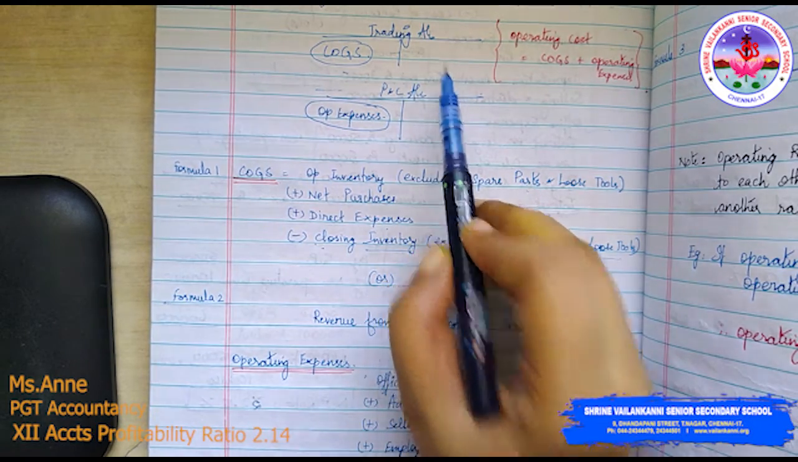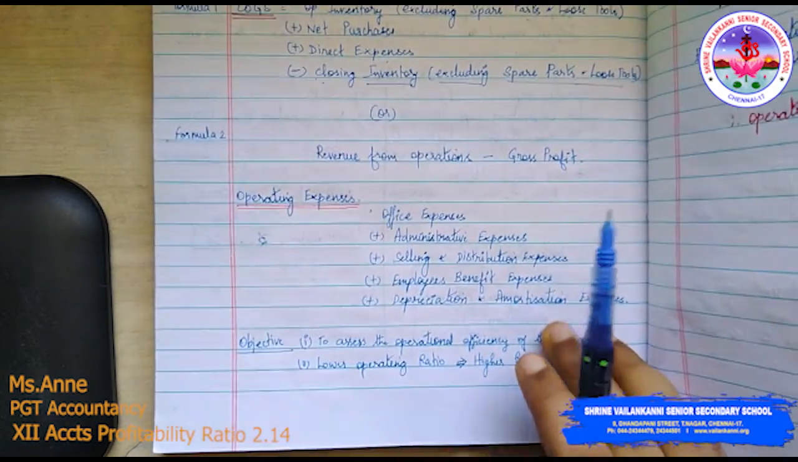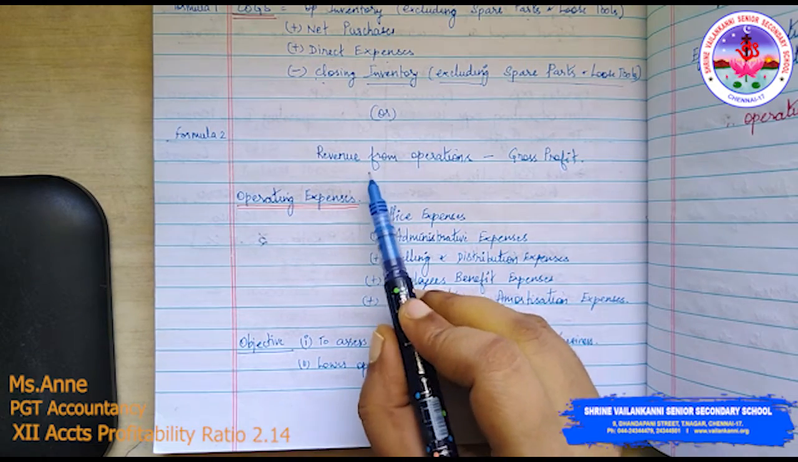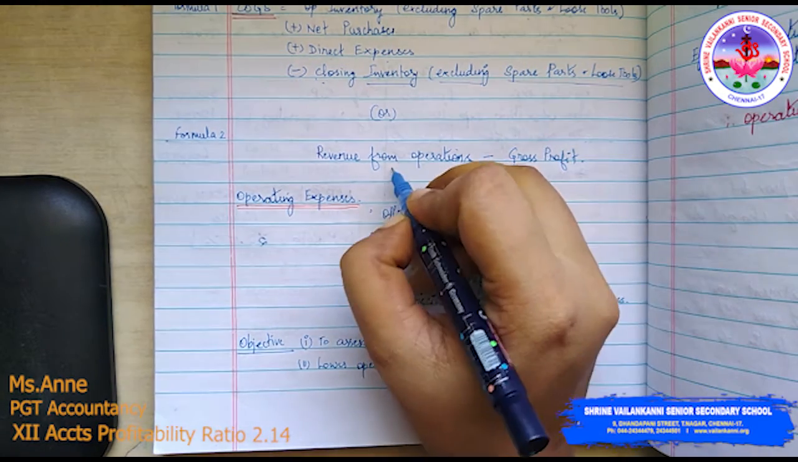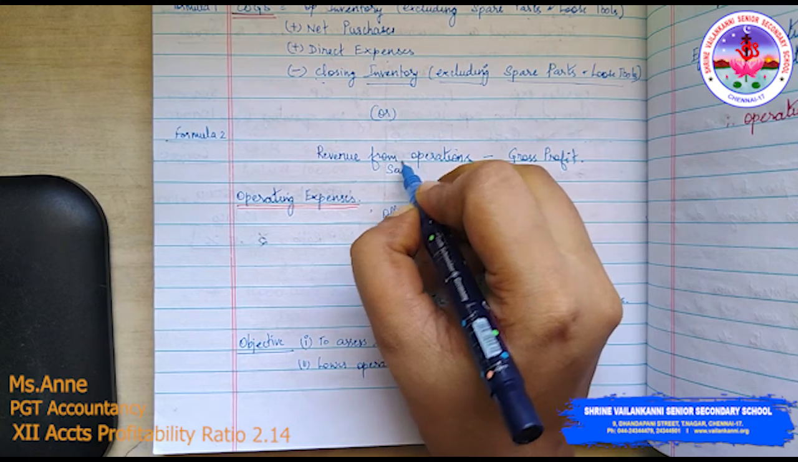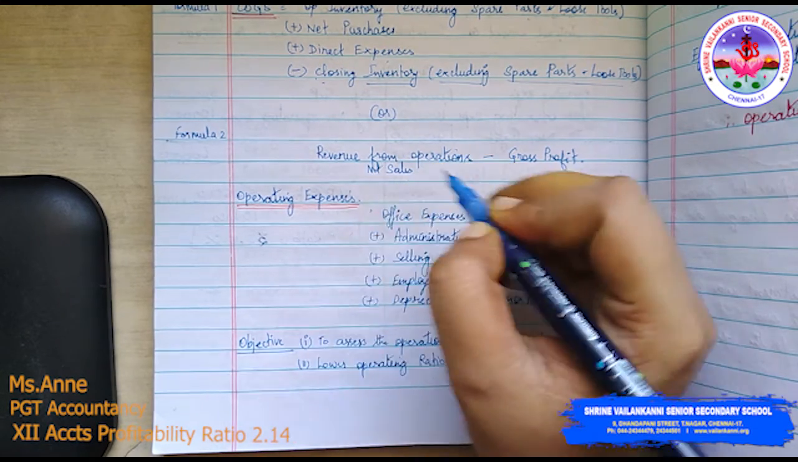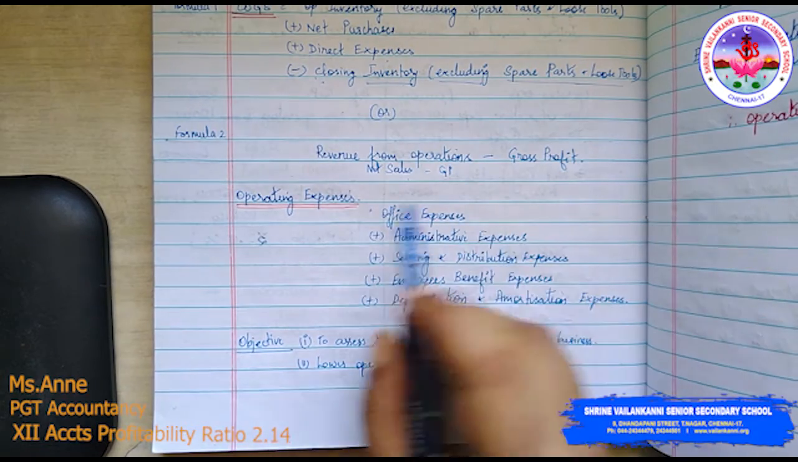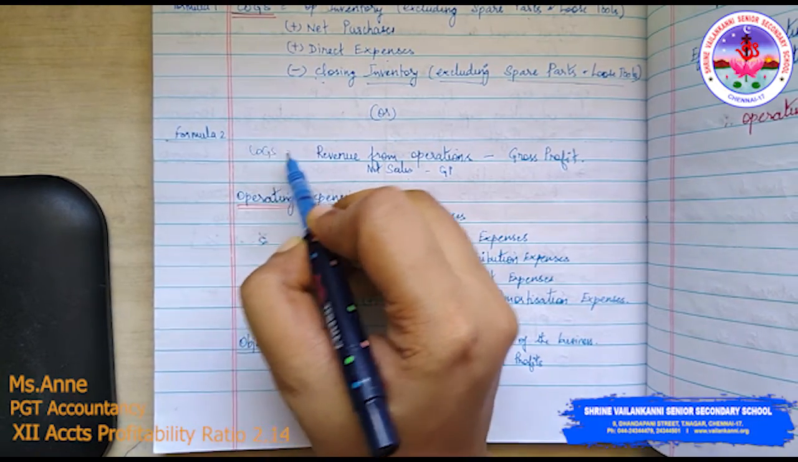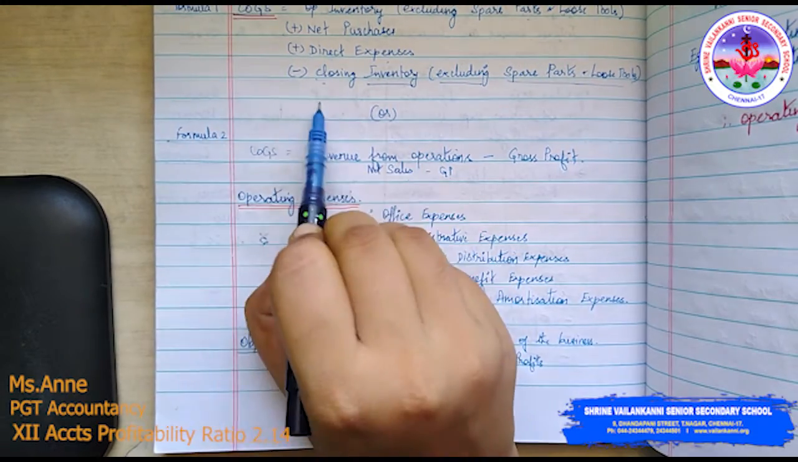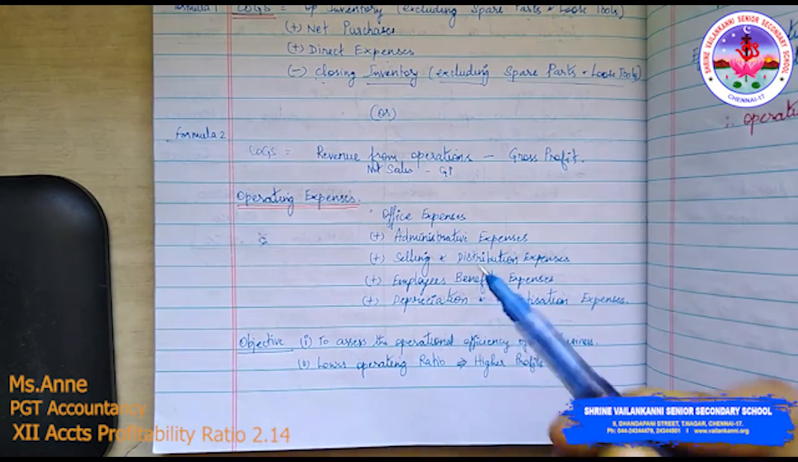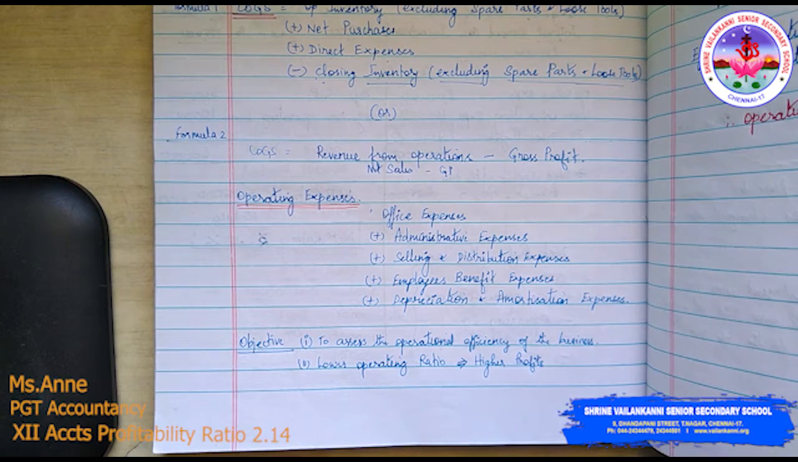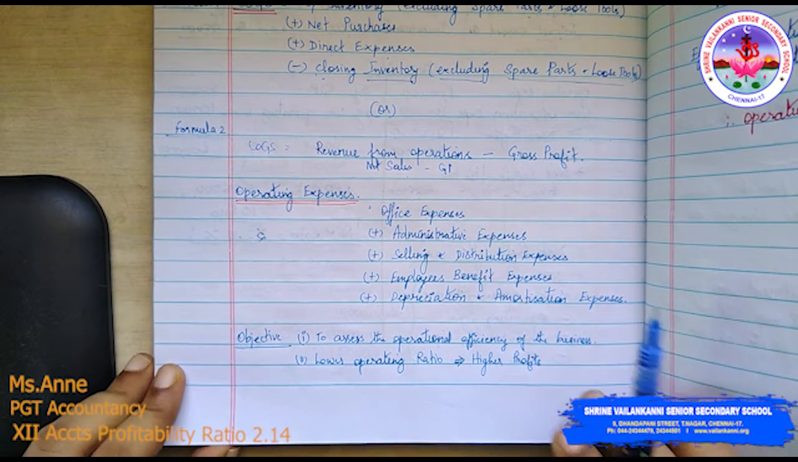Cost of goods sold. Or cost of goods sold can be calculated with one more formula: revenue from operation, which is net sales, minus gross profit will also give you the same, that is cost of goods sold. So cost of goods sold can be calculated with this formula or that formula, depending upon the information given in the question.